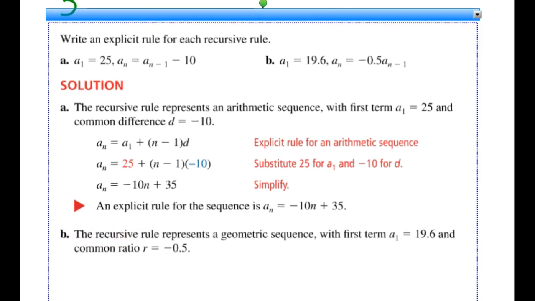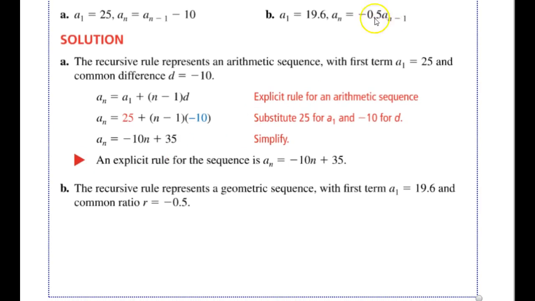So I know that this is a geometric sequence because I'm multiplying in between, right? I see I've got a negative 0.5 times my a sub n minus 1. So I know that my first term is 19.6 because I'm told that, and I know that my common ratio, the thing that I'm multiplying by, is negative 0.5. So now I look back at my explicit rule for geometric sequences, and we just did this recently, so hopefully you remember this. I've got a sub n equals a sub 1 times r, my common ratio, to the exponent n minus 1.